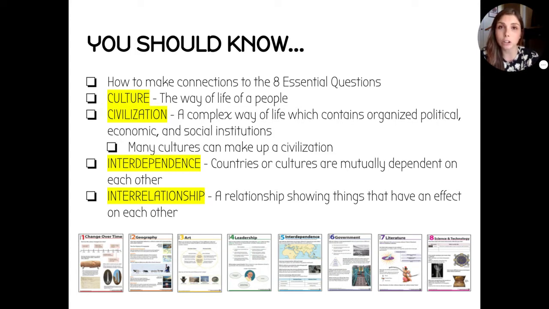Also, those highlighted words are super important and they will keep coming up over and over again as we discuss our ancient cultures. Culture, civilization, interdependence, and interrelationship. Make sure you're familiar with all of the definitions. A culture is a way of life of a people. Civilization is a complex way of life which contains organized political, economic, and social institutions. And remember that more than one culture can make up a civilization. Interdependence is how countries or cultures are mutually dependent upon one another. And interrelationship is a relationship showing that things have an effect on each other.